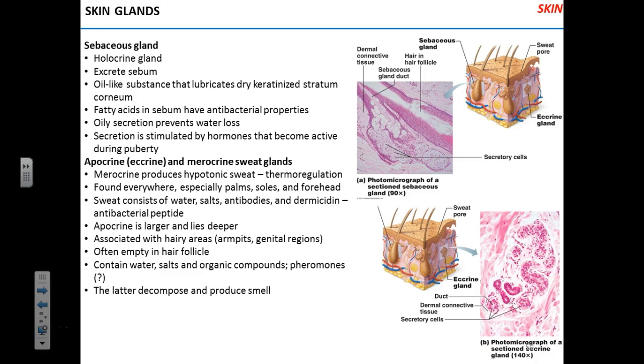So that's a sebaceous gland here. Okay, you can see the duct, and you can see the sebaceous glands around hair shafts. They look like grapes, bunches of grapes. See them? Those little thingies. So these bunches of grapes produce oily secretion, which lubricates the hair and somewhat lubricates the skin and prevents skin from drying out.